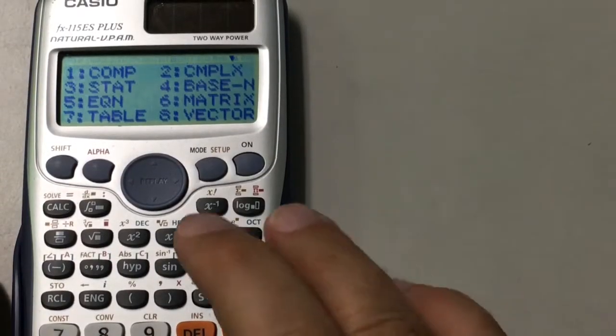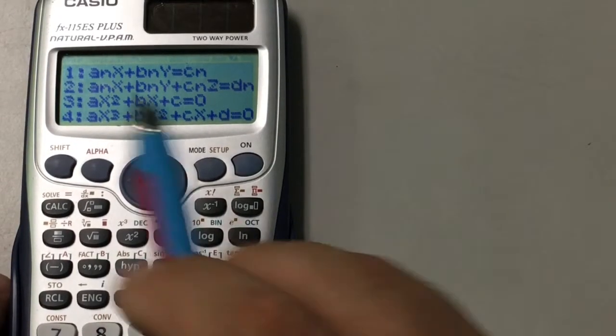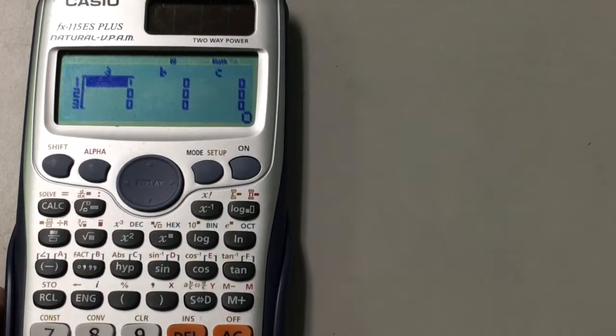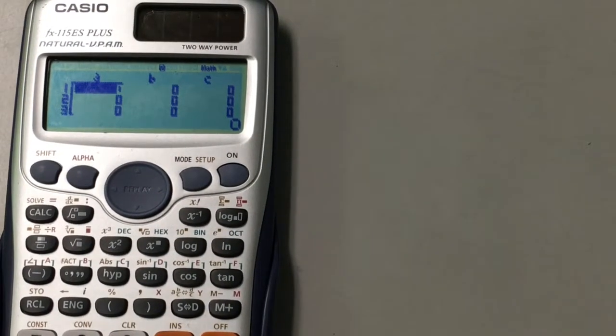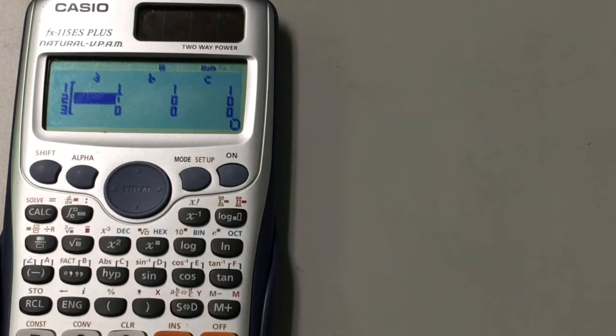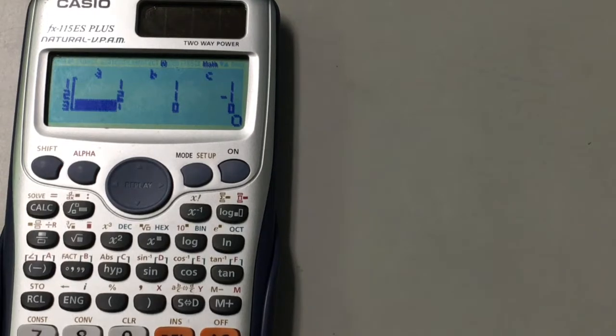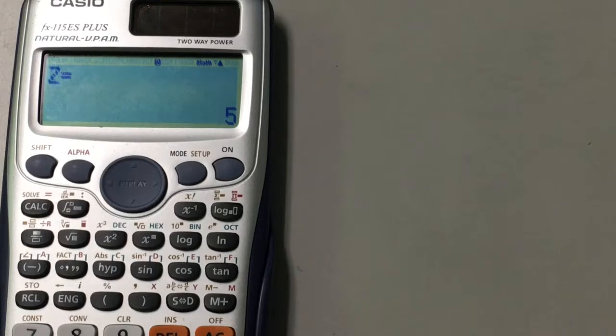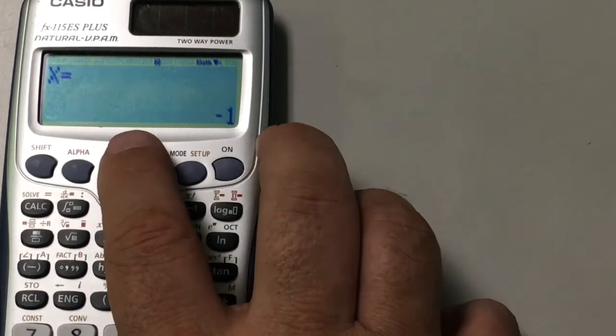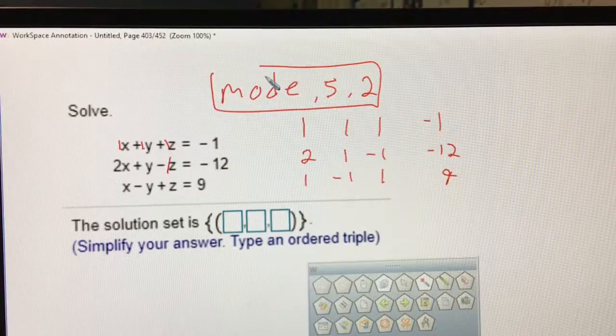So I'm going to hit mode 5, and see how 2 has the x, y, and z. I have that big array of zeros. I wrote those numbers down, so I'm just going to call them out: 1, and then you hit equals, it moves over, 1, 1. And then the d value was negative 1. The next row was 2, 1, negative 1, negative 12. And then my last row would be 1, negative 1, 1, and 9. You hit equals to move it over. Now I'm going to get an ordered triple: x equals negative 1, y equals negative 5, and z equals 5. So those answers were negative 1, negative 5, and 5.